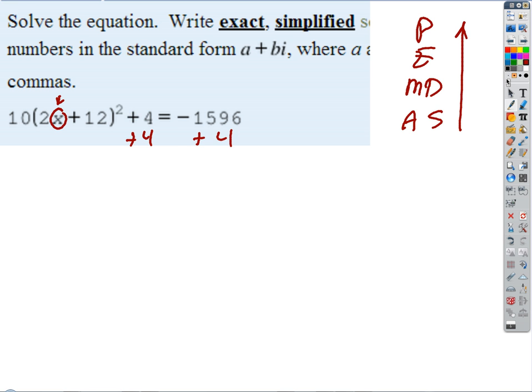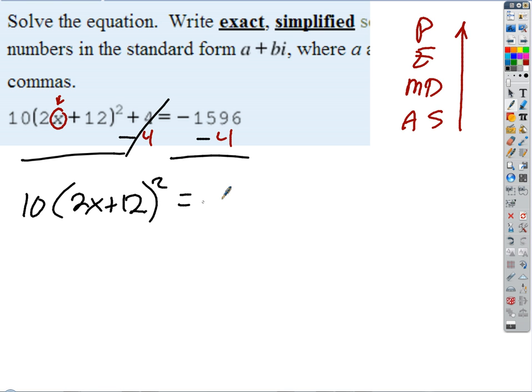Okay, if I do that. Minus 4, you're right. Just checking. You're good, you're paying attention. Excellent. Subtract 4. So those go away. We're going to get 10 times (2x plus 12) squared equals -1600? Yep. Okay, what's next? Divide by 10.